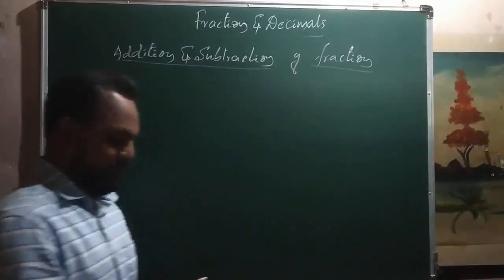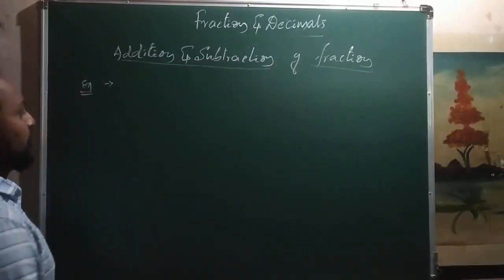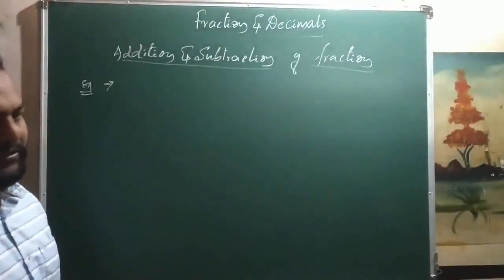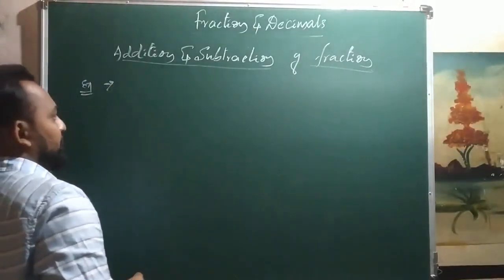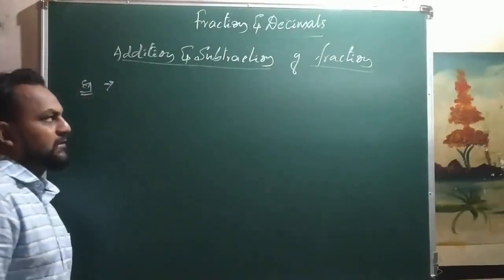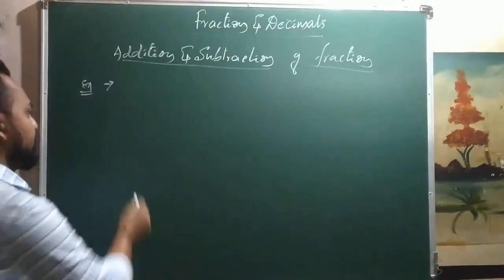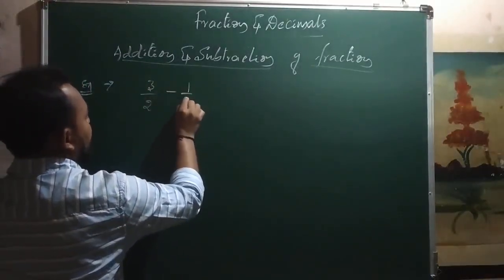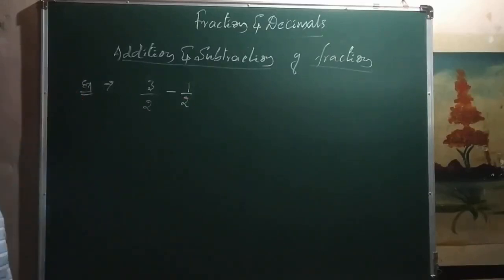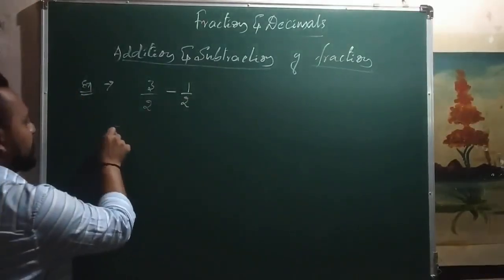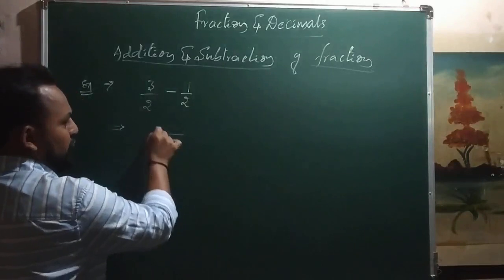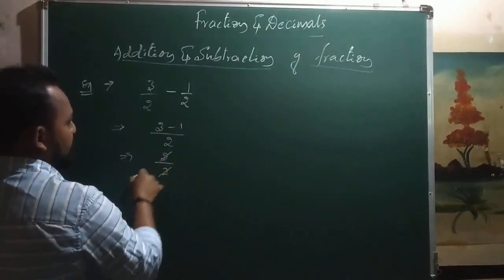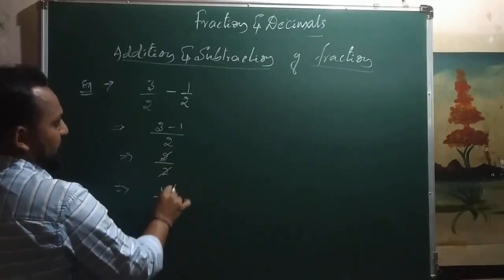Then the next one. That was the sum of like fractions. The next one is subtraction of like fractions. Here, 3 by 2 minus 1 by 2. With the same denominator, directly write 2, and 3 minus 1 is 2. So 2 by 2, the answer is 1.